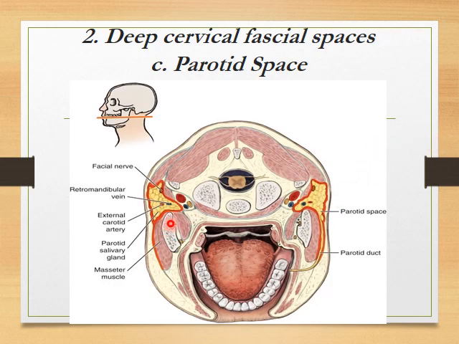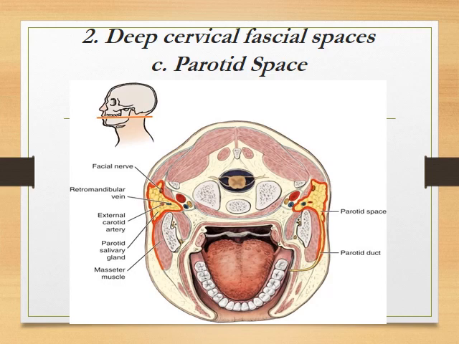The parotid space, it is located between the superficial layer of deep cervical fascia. The space extends from the external auditory meatus to the angle of the mandible. It is located lateral to the carotid and pharyngeal spaces and posterior to the masticator space. So it lies behind the masticator space.